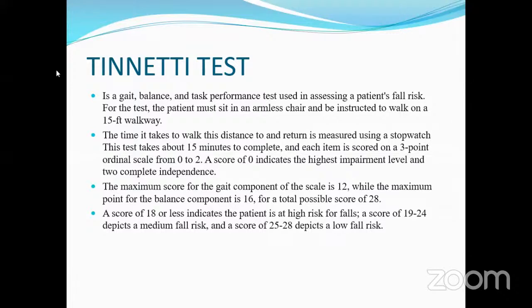The Tinetti test, or outcome measure, is another instrument that we use. We use it to assess gait, balance, and task performance. It needs some time to actually do that. You need about a 15-foot walkway. The time it takes to complete the test is about 15 minutes, and it is scored in a particular way. The maximum score for the gait component of the scale is 12. The maximum for the balance component is 16, for a total possible score of 28.